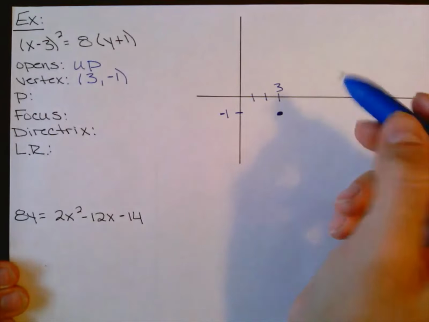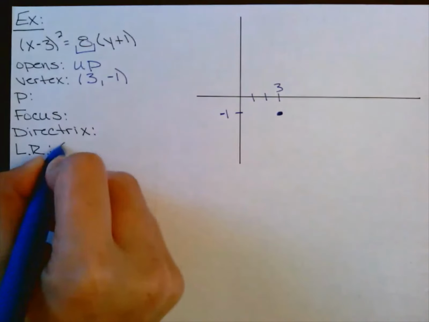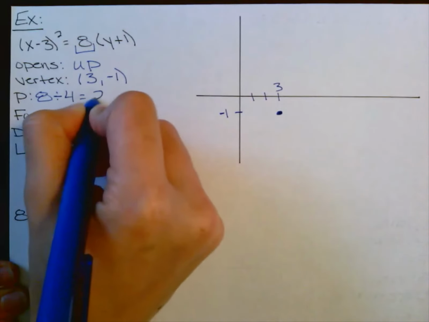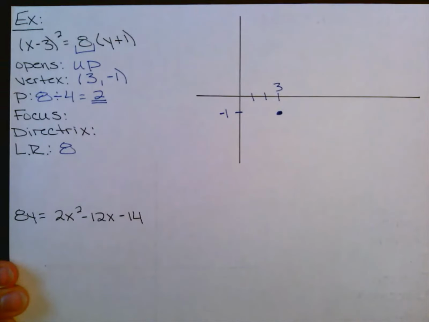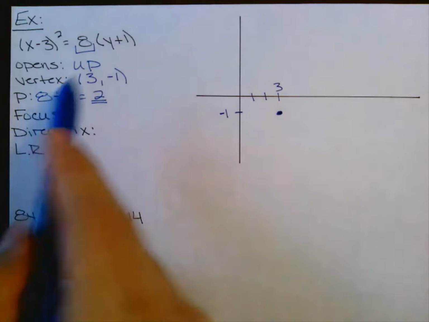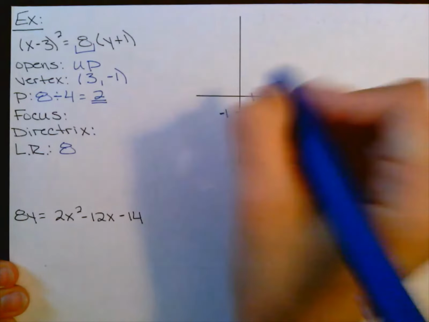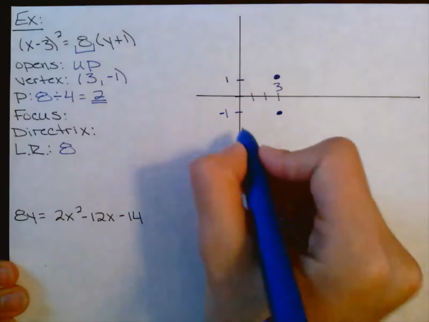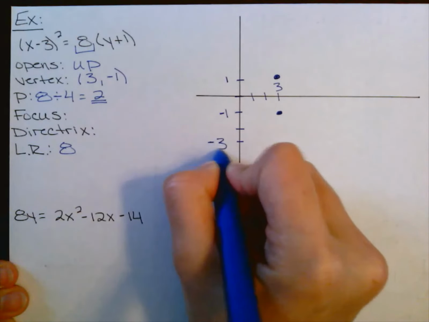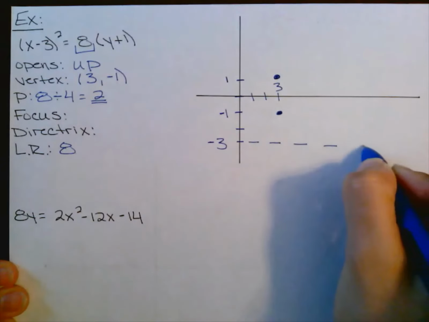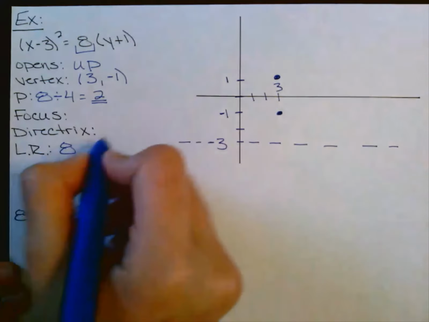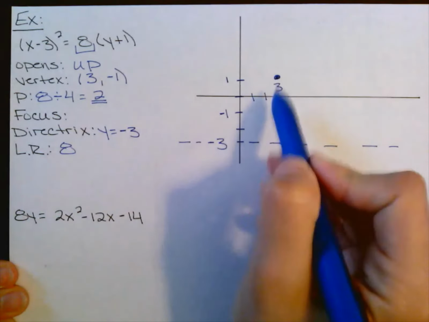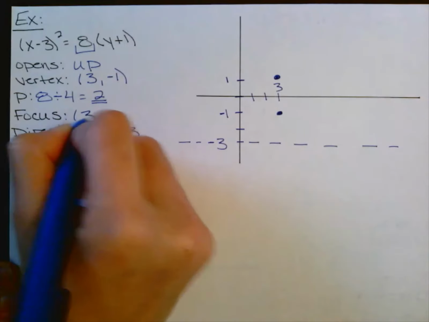Okay? Now, 8 is my LR, and if I divide that number by 4, I get my P, my distance to my focus and to my directrix. So remember, if this opens up from my vertex, I'm going to go 2 units, so 0 and then positive 1 for my focus, and then 2 units back for my directrix. So my directrix is an equation of a line at y equals -3, and my focus is a dot, an ordered pair at 3, positive 1.